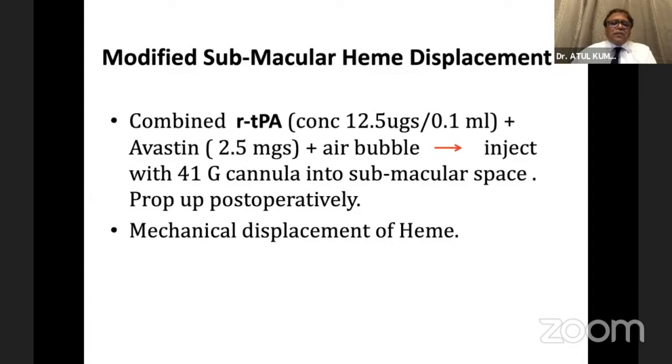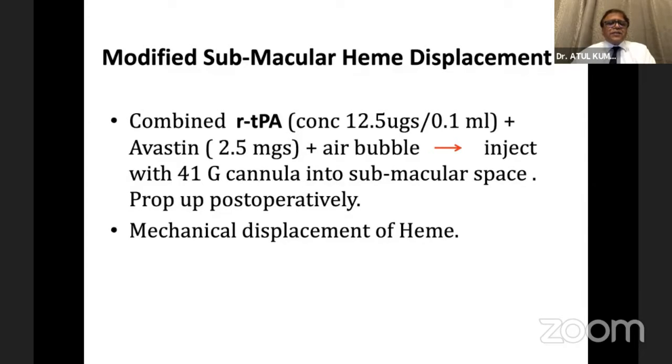So anyway, I like to use the tPA, which is available as Actilyse from Boehringer, and throughout India it's available as a dose of 12.5 micrograms, 0.1 ml. I give about 0.2 ml. Avastin I give double the dose; 1.25 milligram is the standard dose. I give 2.5 milligram. It's 0.1 ml plus some air, 0.2 cc of air.